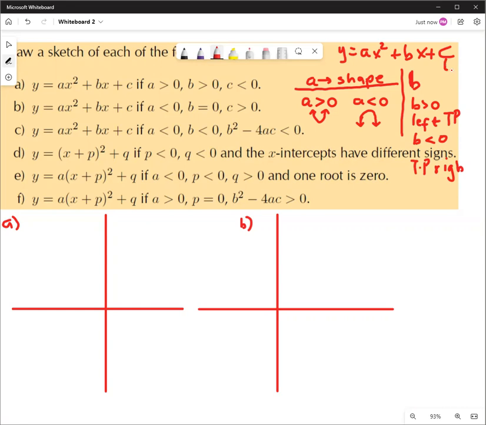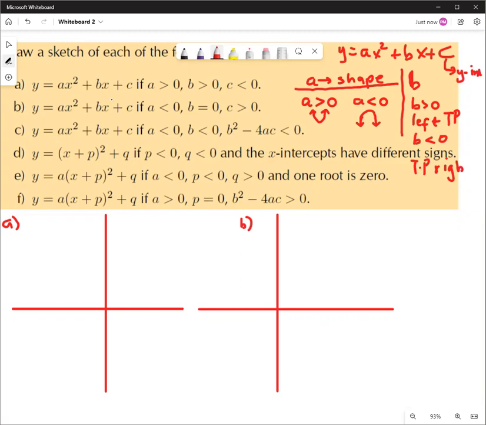And then c is the y-intercept. So it's on the y-axis, basically. If it's positive, we're going to be above the x-axis. If it's negative, we're going to be below the x-axis. And those are the effects of a, b, and c. Now we're going to discuss questions A, B, and C because they are all in basic form.